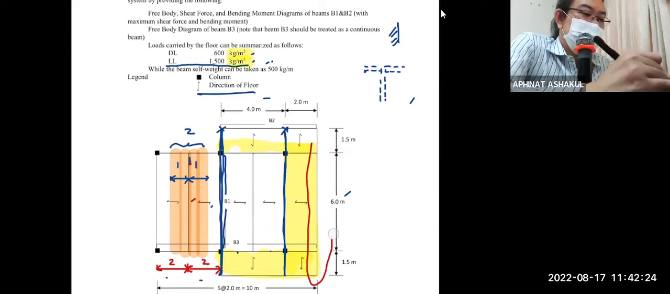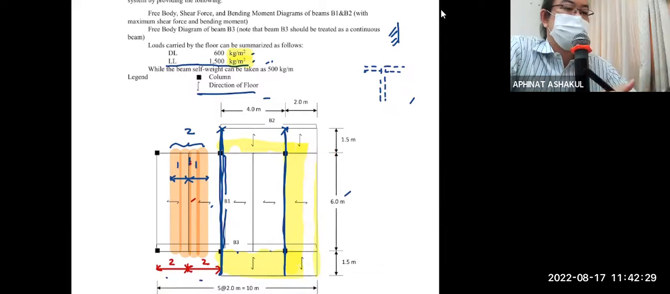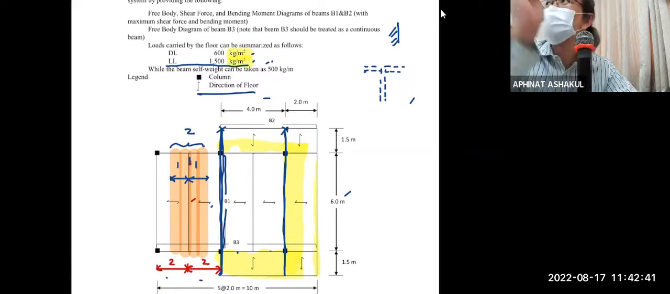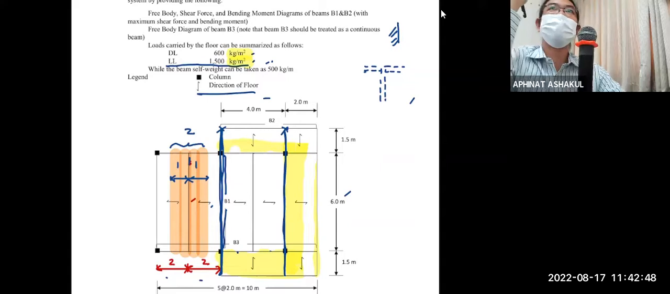I need to erase this as well. Any questions? So, B2 seems to be safe, but there's one tiny little thing that you guys need to know.